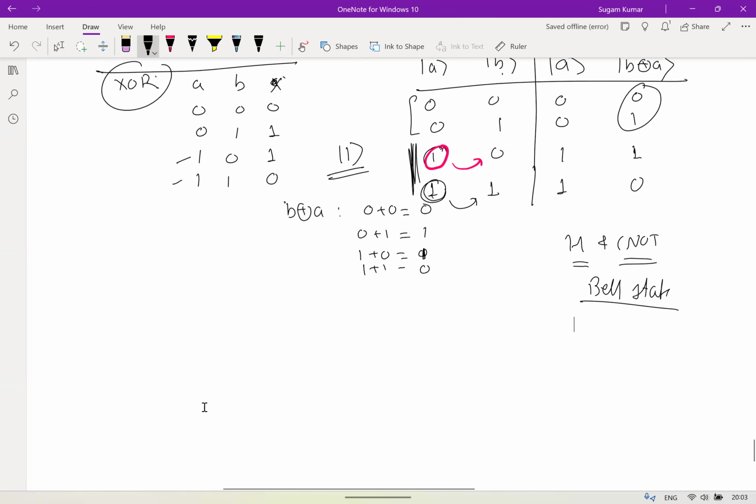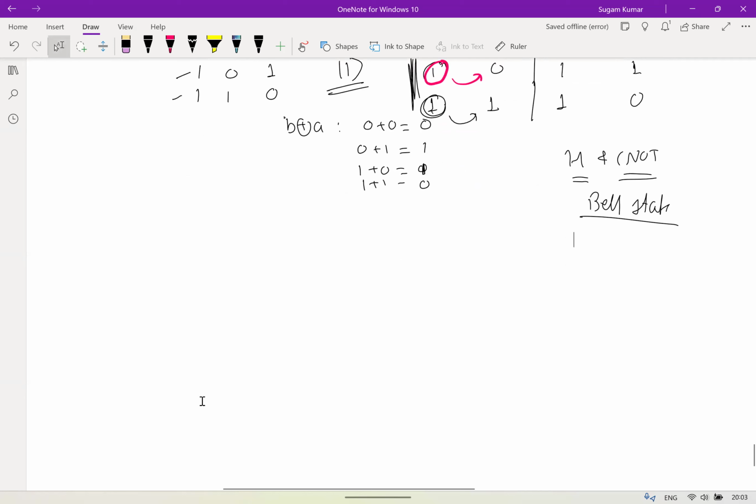So give 10 more minutes, because 2-3 more gates I need to discuss, so that tomorrow we can directly come to the quantum circuit and quantum algorithm. So in these 2-qubit gates, there are other gates also, which we need to work upon a little bit. And one of them, the second, is called the control jet gate.